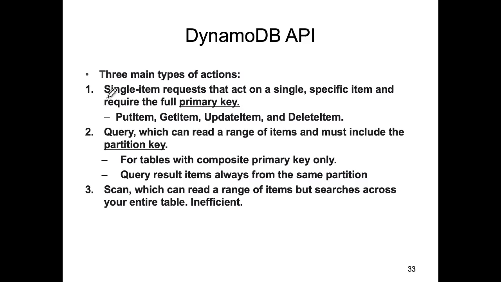But it's a single item that you're dealing with. And obviously, if you're trying to carry out a single item action, then you need to specify the full primary key of that item. Otherwise, DynamoDB doesn't know which particular item it should return back to you, or update or delete, whatever the nature of the action is. The second type of action is what's called the query action. And this is where you want to read a range of items. And the range there is important because range actually relates to the sort key.